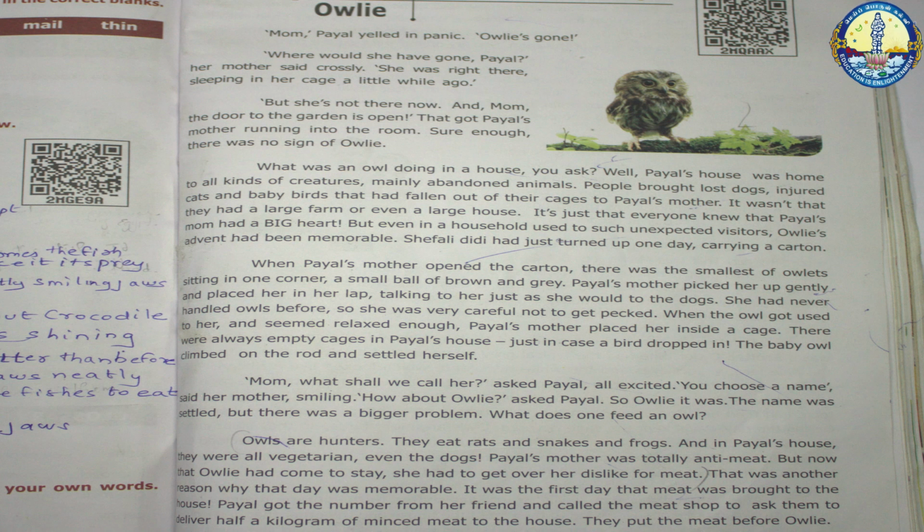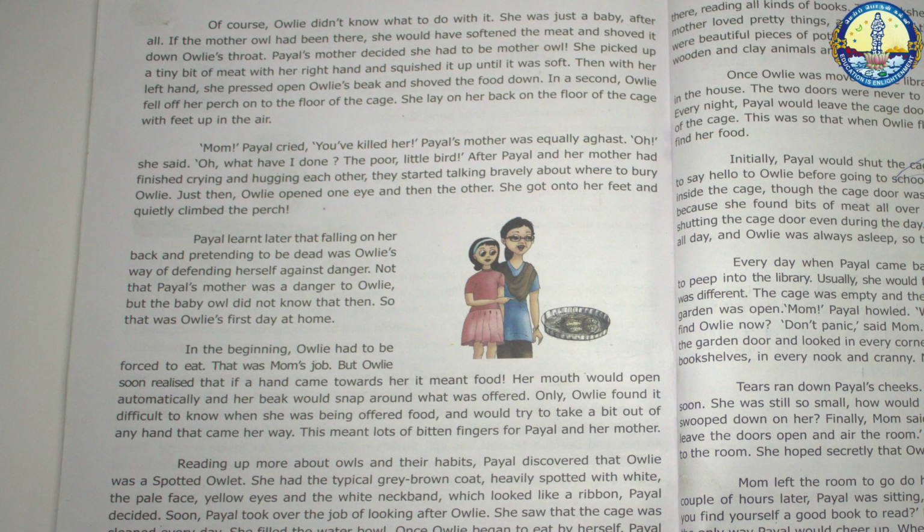As owls eat rats, snakes, and frogs, Payal's mom was hesitant to bring meat inside the house because they were vegetarian. But then Payal asked a friend and finally mom ordered the meat and put the meat before Owlie. As Owlie was a baby, it didn't know how to eat. Mom decided to squish. Squish means smashing the meat until it was soft, and shoved the food into Owlie's mouth.